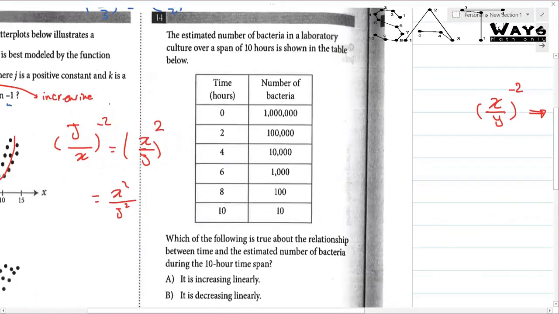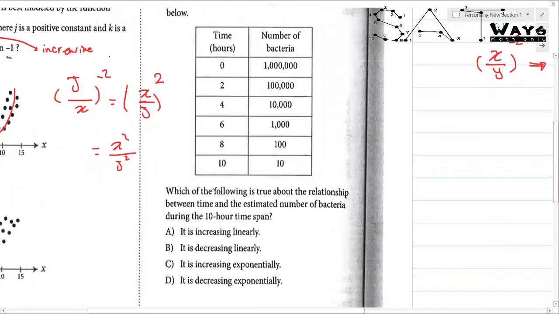Question number 14. He's saying the estimated number of bacteria in a laboratory culture over a span of 10 hours is shown in the table below. 0, 2, 4, 6, 8, 10, and here it's a million, 100,000, 10,000, thousand, 100, and 10. And then he's saying, which of the following is true about the relationship between the time and the estimated number of bacteria during the 10-hour time span? Is it linear or exponential? Is it increasing or decreasing? So it's obviously decreasing. So eliminate A, eliminate C.